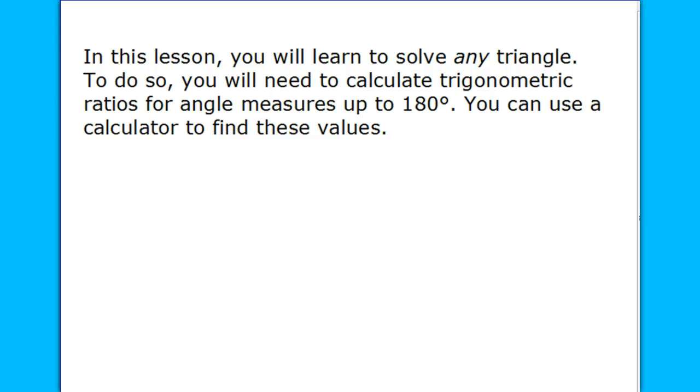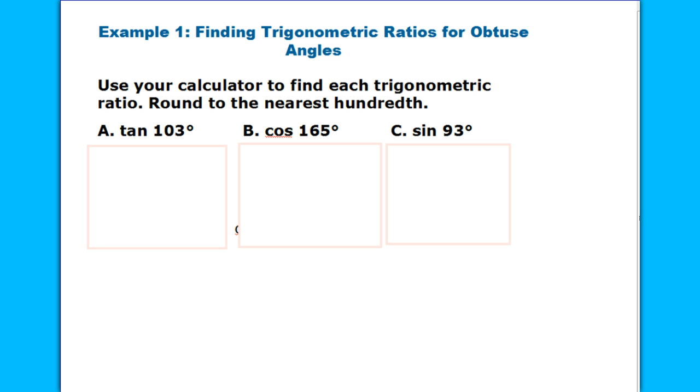Also, I have a table for you. If I haven't given it to you already, you can ask me for that table. So you could use a table rather than a calculator if ever you needed to. So let's try this. Use your calculator to find each trigonometric ratio. Round it to the nearest hundredth. Keep in mind, in a right triangle, we would never have an angle of 103 degrees, right? But in an obtuse triangle, we might.